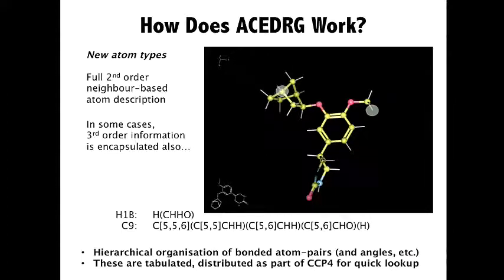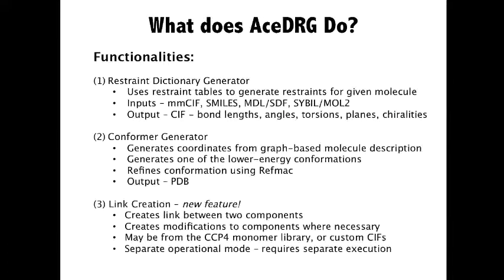So bonded atom pairs are tabulated. We've got a hierarchical organisation of these, not only for bonds but also for angles and some torsions, etc. These are tabulated and are distributed as part of the CCP4 for quick lookup. This has been around now for a little while in CCP4. This is what you are using.